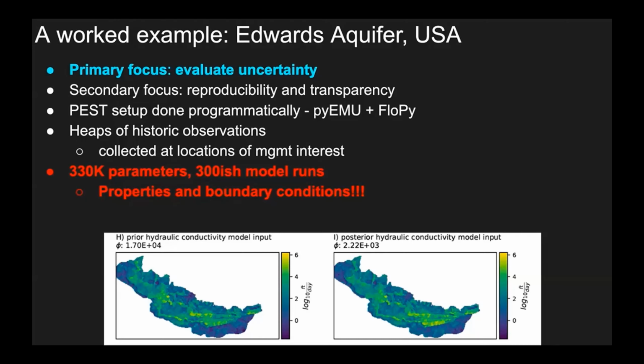We use 330,000 parameters to represent known and expected model input uncertainty, including grid scale geostatistical parameterization, shown here at the bottom for a single realization. We also included parameters on boundary conditions to account for uncertainty in groundwater extraction rates and recharge rates.